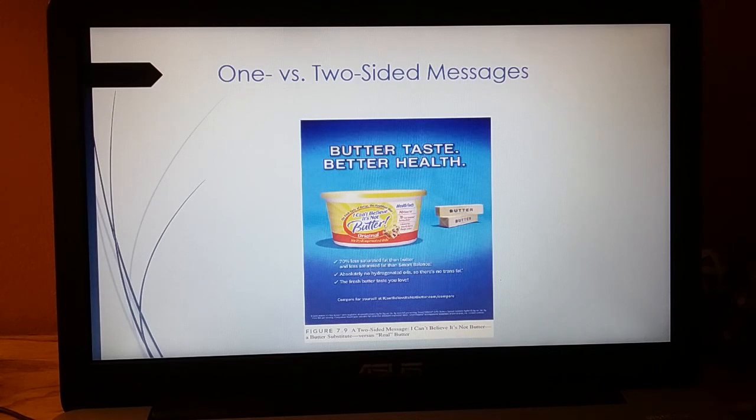One-sided versus two-sided. One-sided just shows the product itself. They pretend it's the only one. Two-sided does a compare-contrast. So here you see, looking at butter versus I Can't Believe It's Not Butter, which is a product that says it's so much healthier for you, and that kind of thing. So it's kind of like a compare-contrast, or what is it going to be like if you don't use the product? In the two-sided, they do acknowledge that there are competing products.